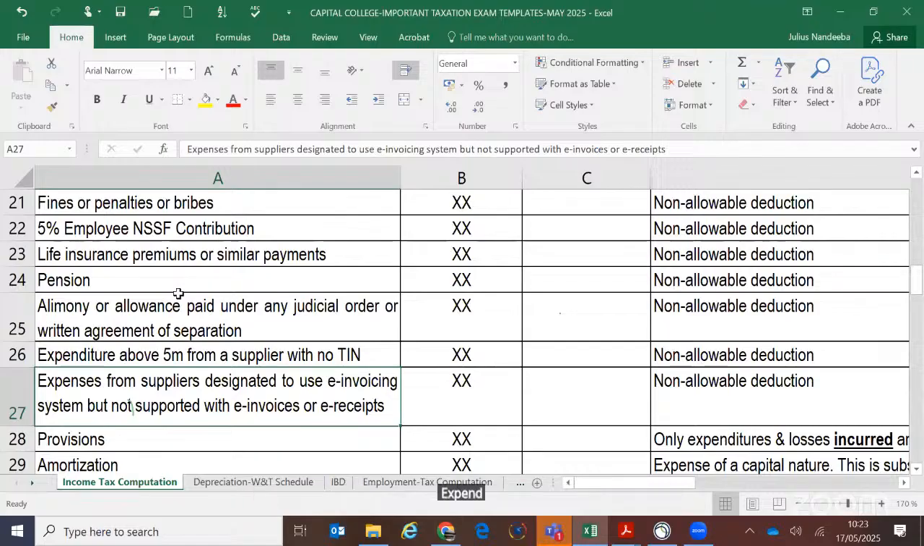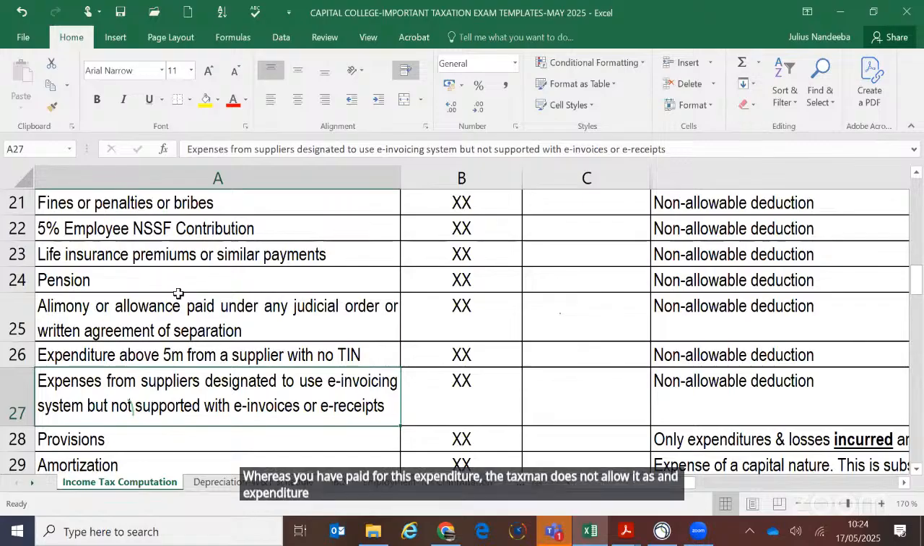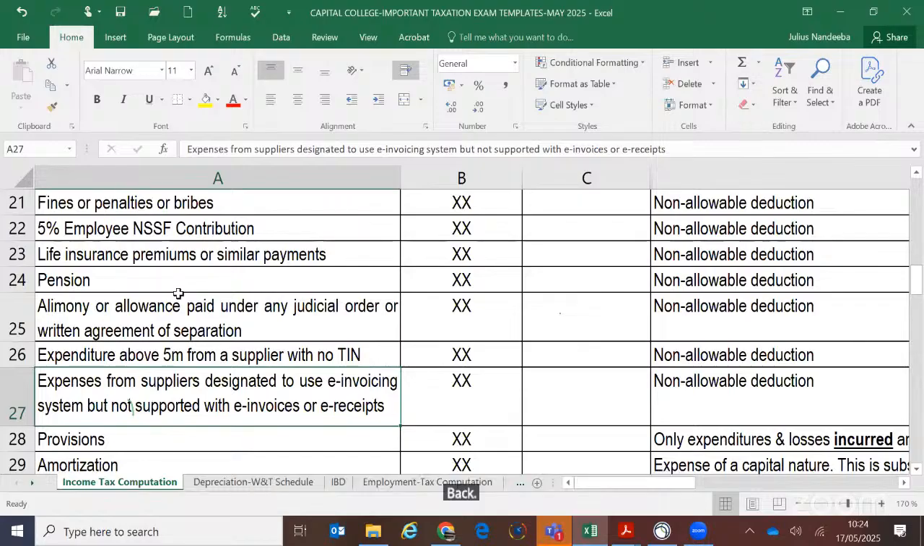Expenditure above 5 million from a supplier with no TIN. If they give you an expenditure and then the note says this expenditure was from a supplier who did not have a tax identification number, and that expenditure is 5 million, they are indirectly telling you to go and add it back. In simple terms, if you incur any expenditure above 5 million and it is with a person who has no TIN, whereas you have paid for this expenditure, the taxman does not allow it as an expenditure. He adds it back. And he adds back all the amount.